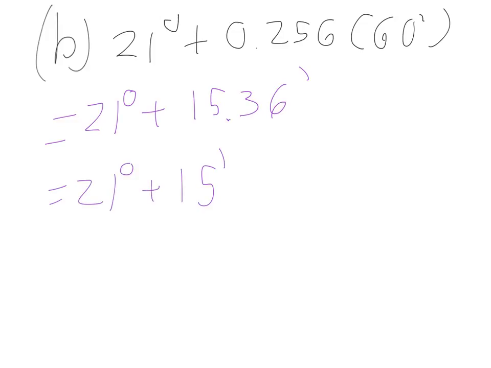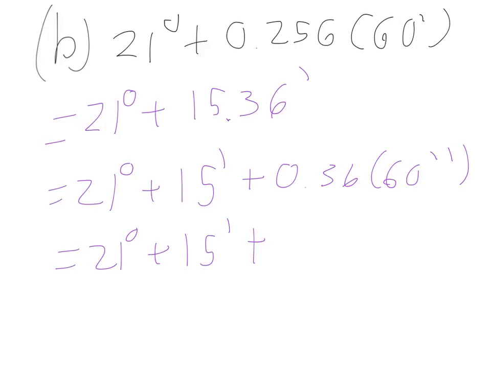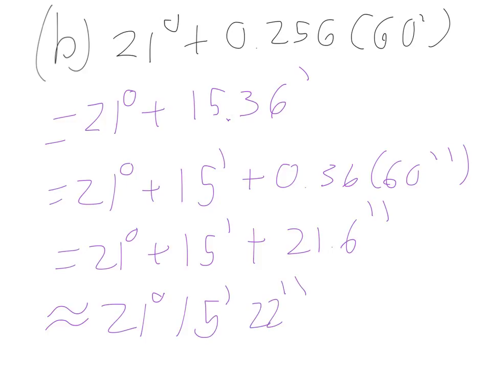We can take the decimal portion, since that's 0.36 minutes. We can multiply it by 60 seconds in a minute. So that would be 21 degrees, 15 minutes, and 0.36 minutes times 60 seconds in a minute would give you 21.6 seconds. So, if you want to round it to the nearest second, which is what we were told to do, it would be 21 degrees, 15 minutes, and 22 seconds.